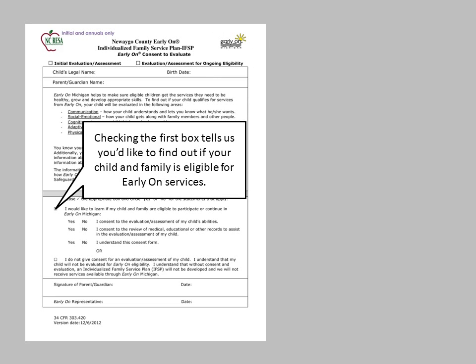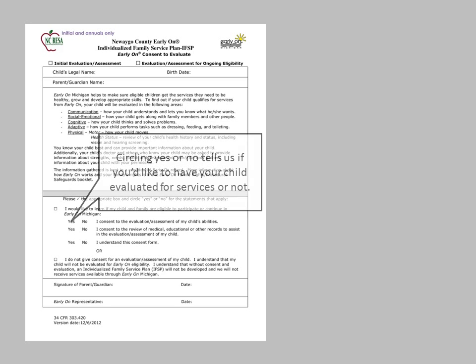Now this next section of the form has some checkboxes, and this first one tells us that you'd like us to find out if your child is eligible for Early On services. Circling yes or no tells us if you'd like to have your child evaluated for services or not.